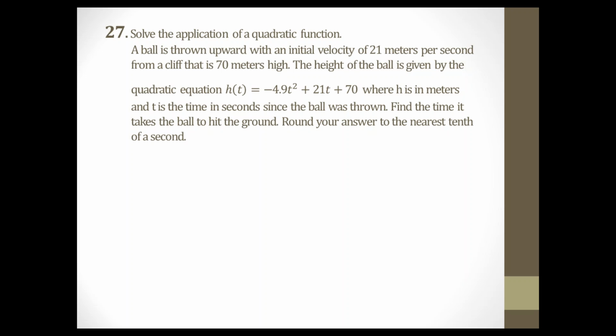So if the ball hits the ground, that means we want to find when the height is 0. Okay? So basically we want to say 0 equals, so what would be t when the height is 0? So I'm going to rewrite my quadratic.